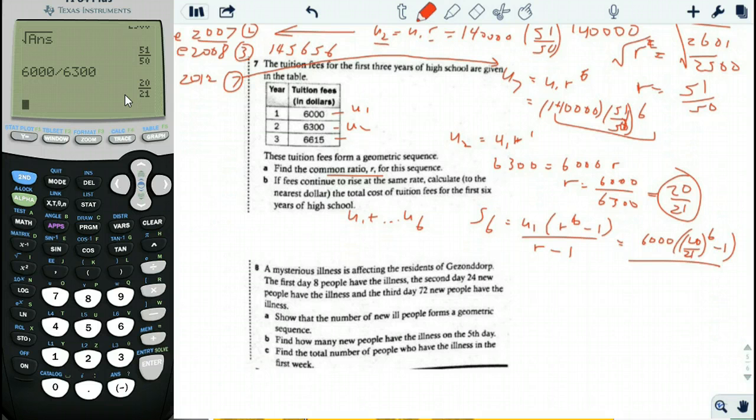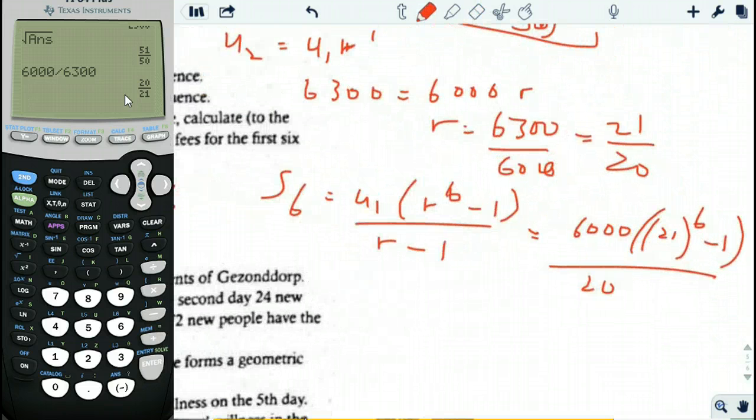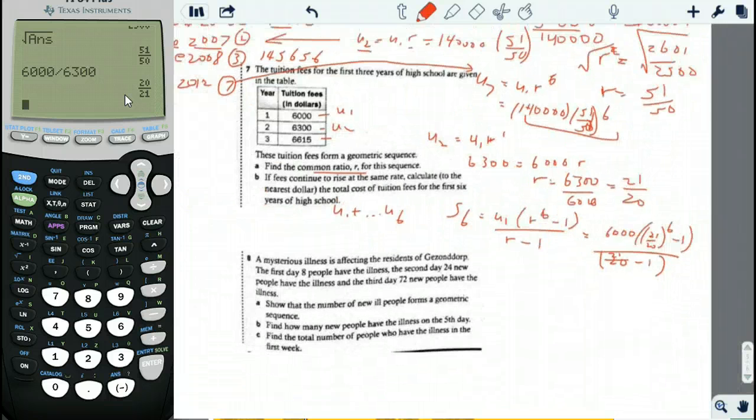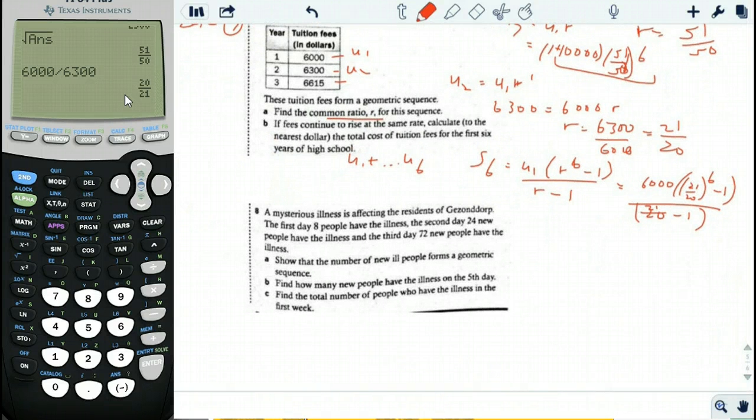And then it's 21 over 20, right? Oh, look what I did. I made a mistake here. It's 6,300 divided by 6,000, which is equal to 21 over 20. So this would be 21 over 20, and this would be 21 over 20. Okay, so if you put that in your calculator, you'll get the answer for the sum of all 6 years.